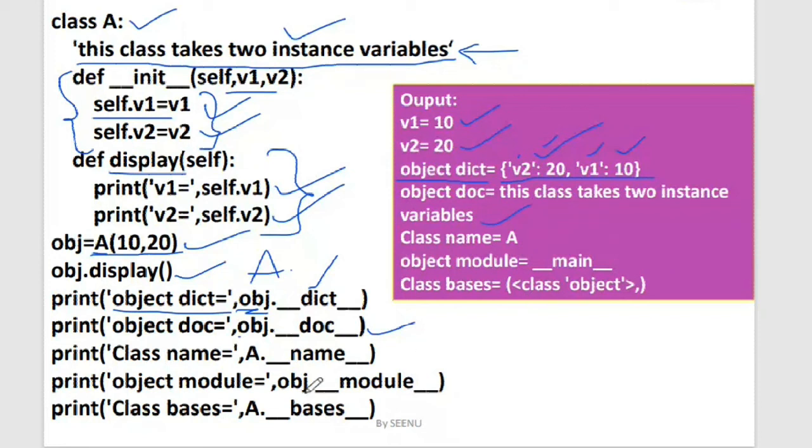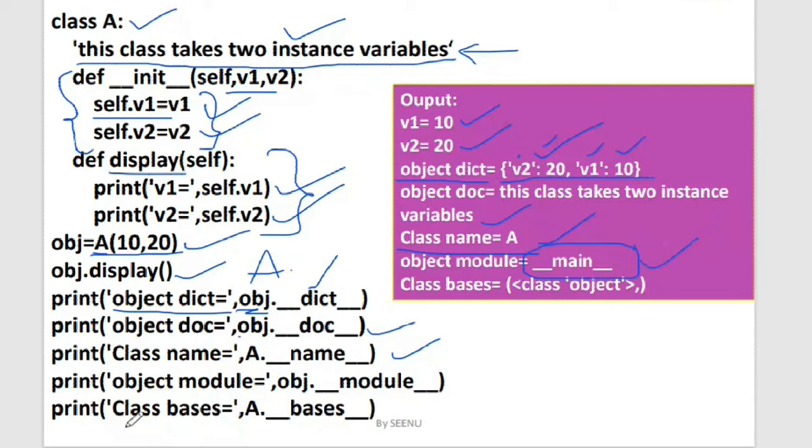And the next one is name. Here we want to extract the name of the class. So I'm saying A dot underscore underscore name, and it says A is the name of the class. And then we are saying A dot module. We want to know in which module this program is written, and generally we know that it will be written in the main module. So it is showing me the main module.